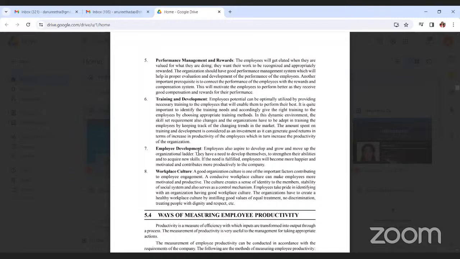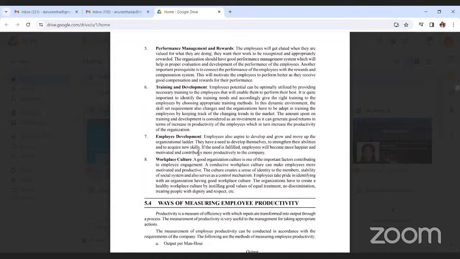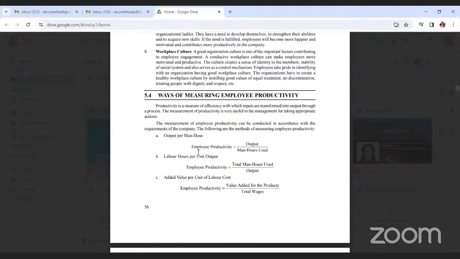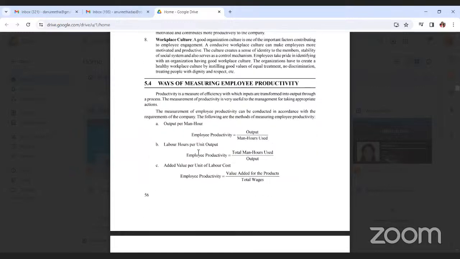And workplace culture. Workplace culture is the sense of identity to the members. That is the stability of the social system, and it is used to control the mechanism and to create a very healthy working environment. So now that we know the basic factors of how to create productivity in the workplace, what you need to do with the employees, the next is what are the ways to measure it.